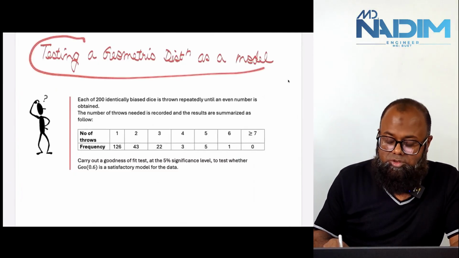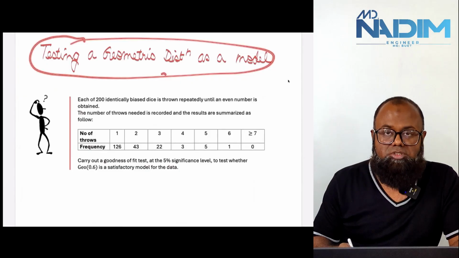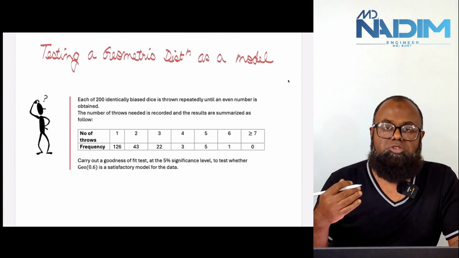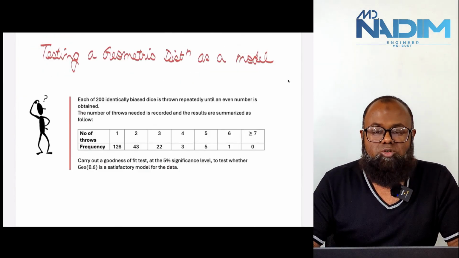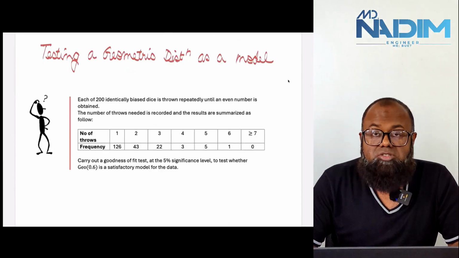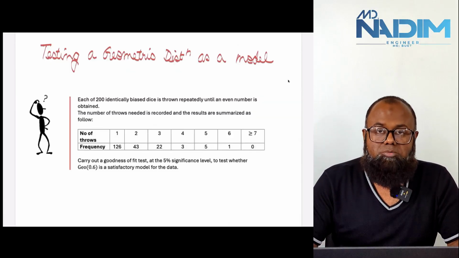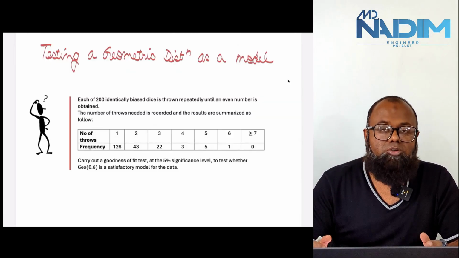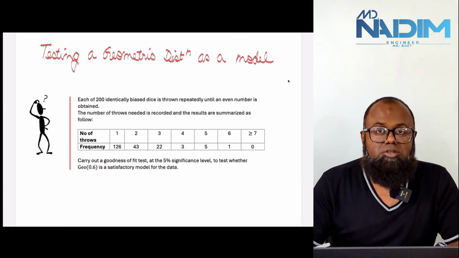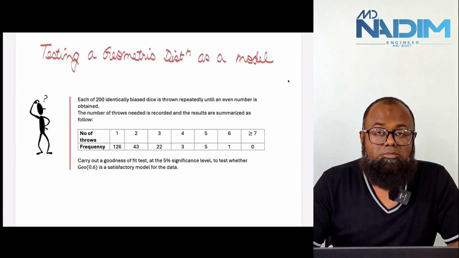Now, let us start with this topic, guys. As I said, we will do testing a geometric distribution as a model. We will do testing a binomial distribution as a model. We will do testing a Poisson distribution as a model. We will do testing a continuous uniform distribution as a model. We will do testing a general continuous distribution as a model. All of them, one by one.